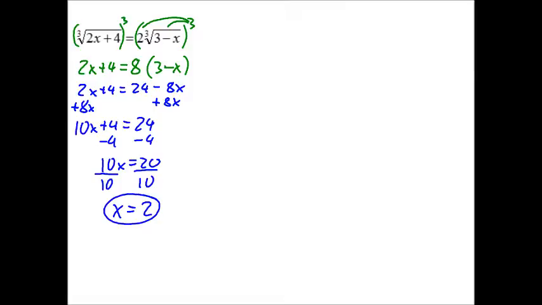Does this solution check out? Now we have to plug 2 in for x in two places. So again, be careful with that. We got the cube root of 2 times 2 plus 4 is equal to 2 times the cube root of 3 minus 2.